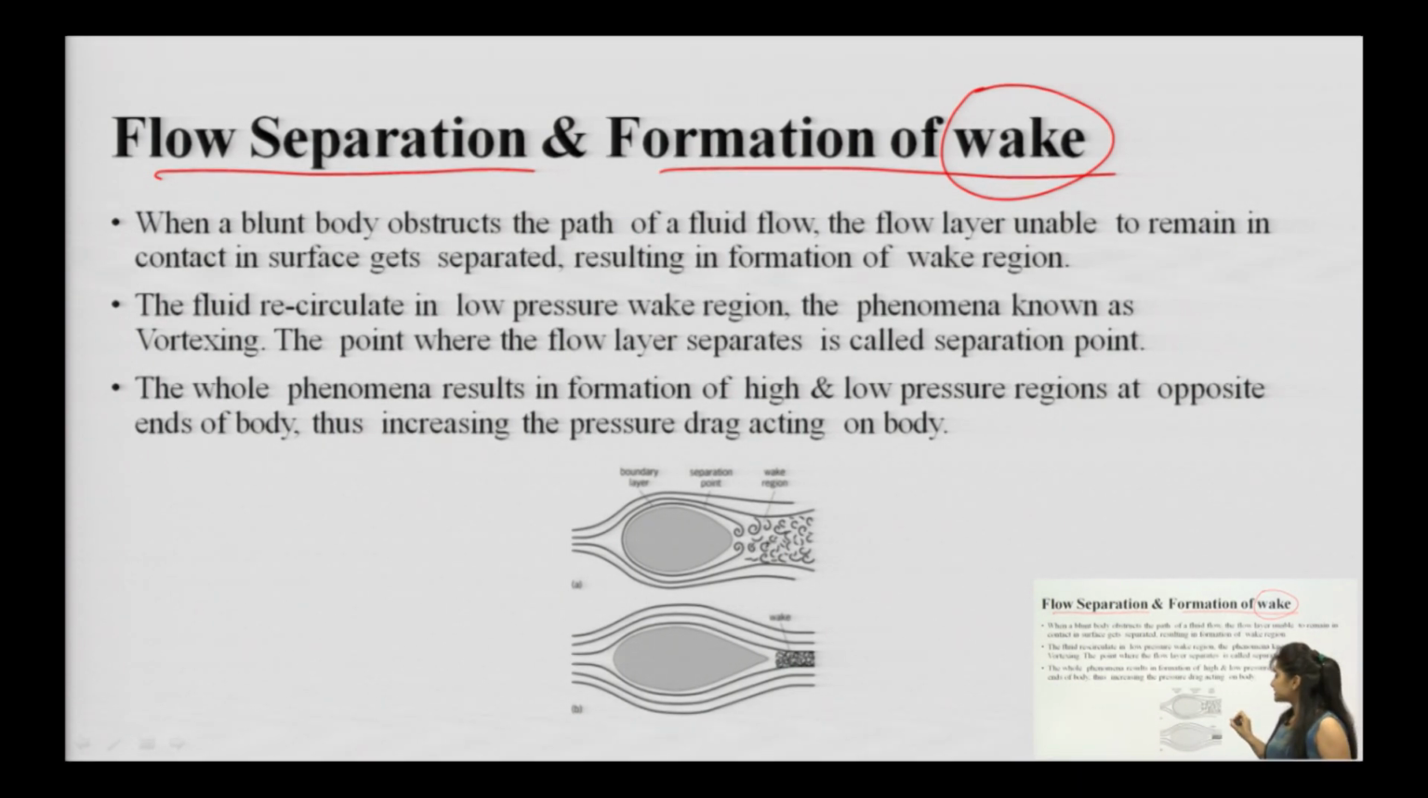So, if you can see this, the flow was along this blunt body, means a body which keeps separating because of the obstruction that came in between, and here you can see this is a blunt body and this is a streamlined body.